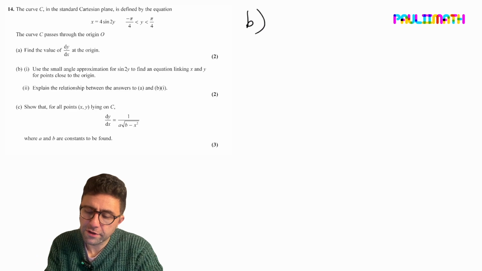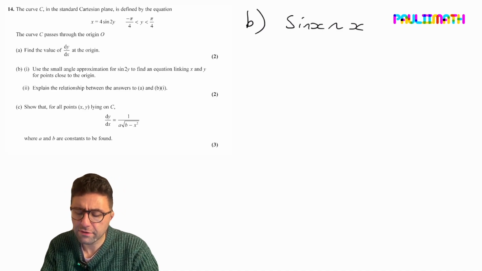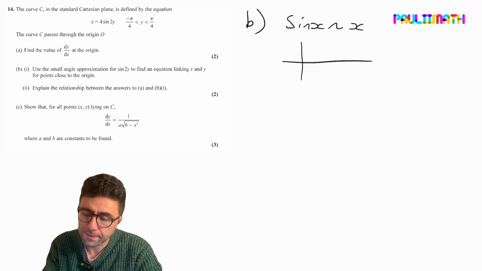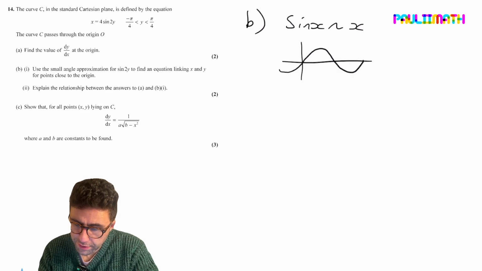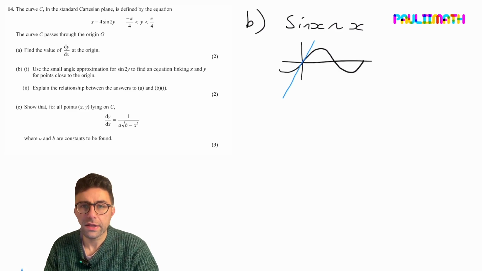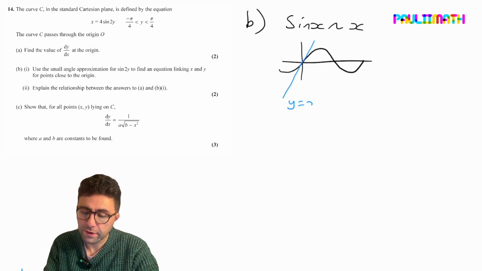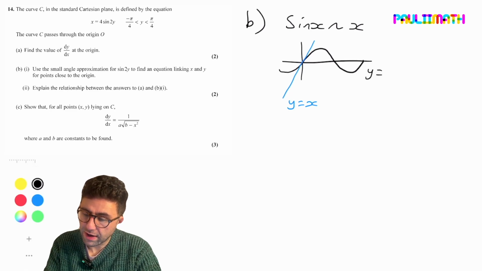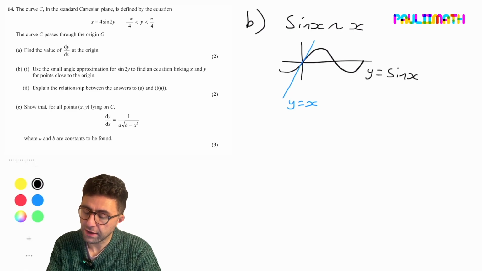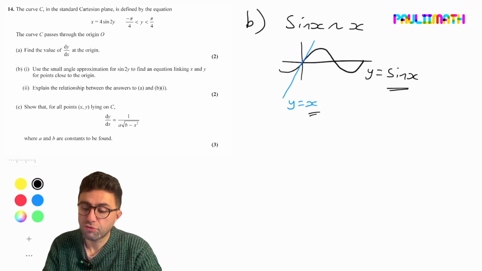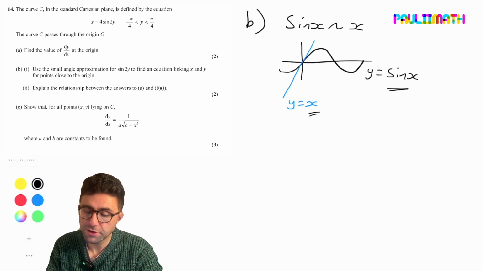Okay, small angle approximation: sine x is approximately equal to x when x is small. I'll show you very quickly why. Here's a sine graph, and if you look near the origin, that's approximately a line of y equals x. So what they're saying is, effectively, y equals sine x and y equals x are both pretty similar close to the origin.